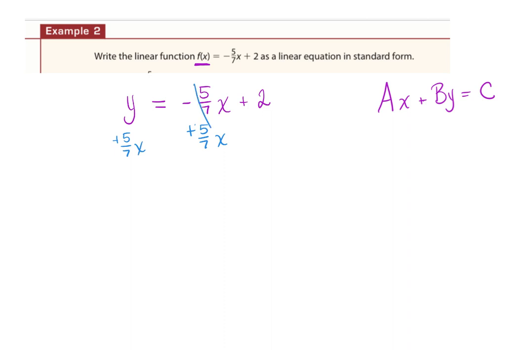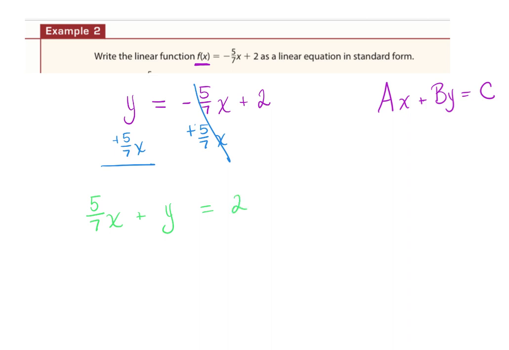Now, it cancels on the right-hand side. Over here, can I combine the y and the 5/7 x? No, I cannot. Why can't I? They are not like terms. Yeah, they're not the same variables. So I have 5/7 x plus y equals 2.